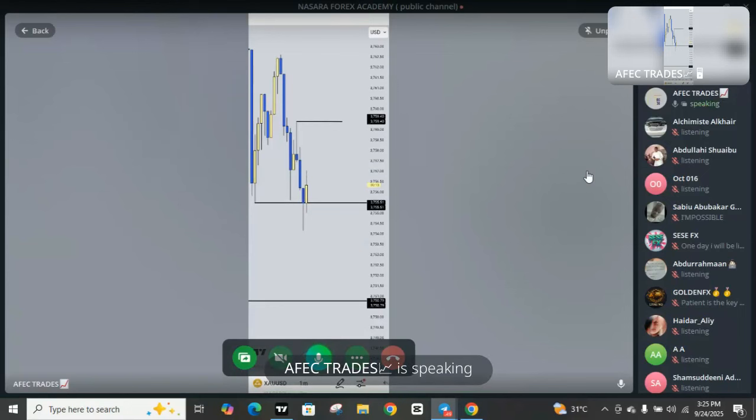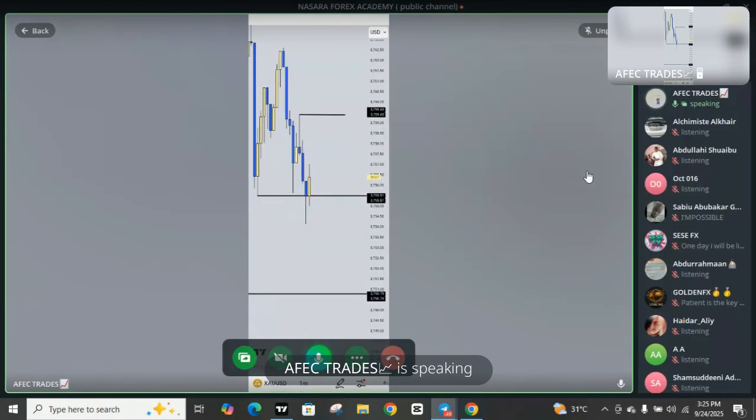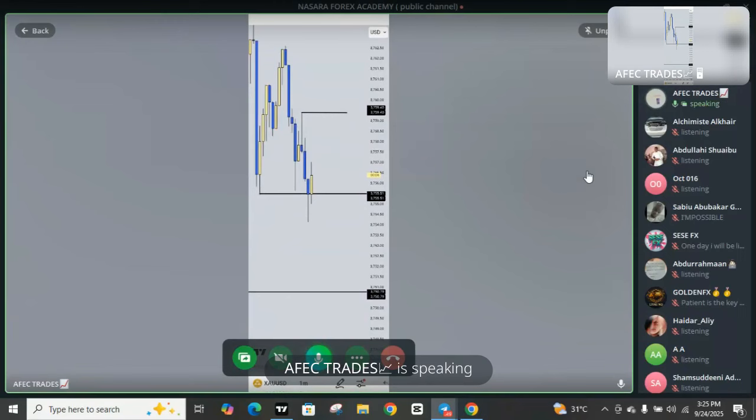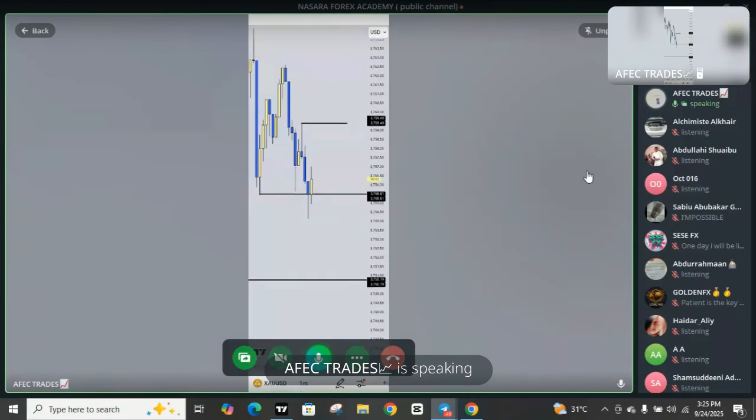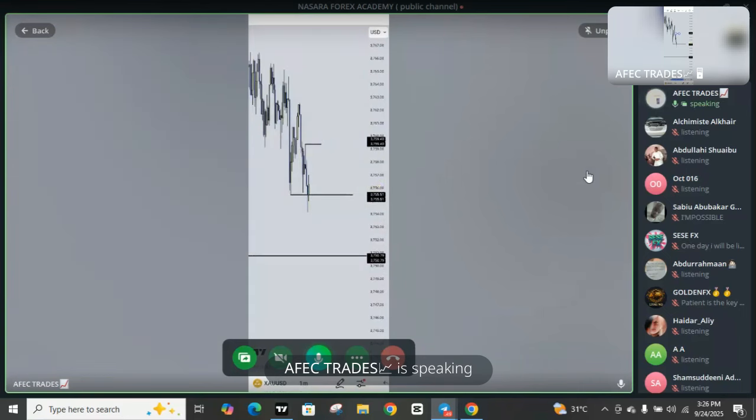If we are bearish, like I said, I am more interested in highs to be taken before I can execute my trade. If I am bullish, I would like lows to be taken before I execute my trade. So we are watching this high, this small high.